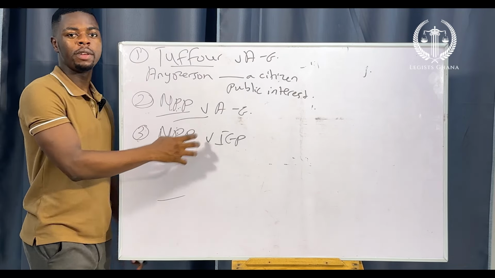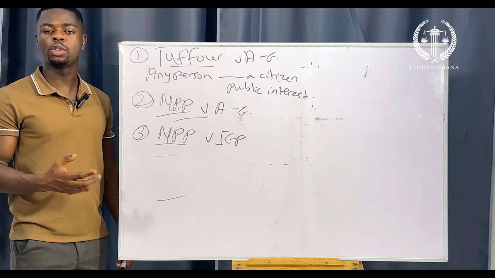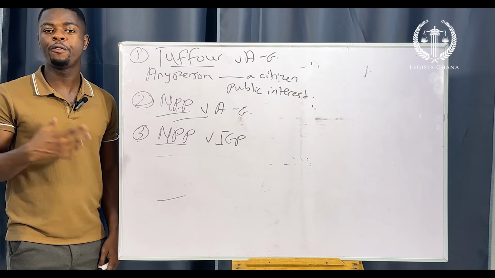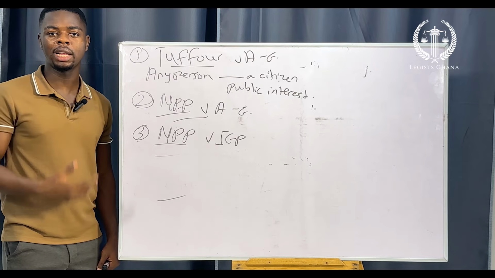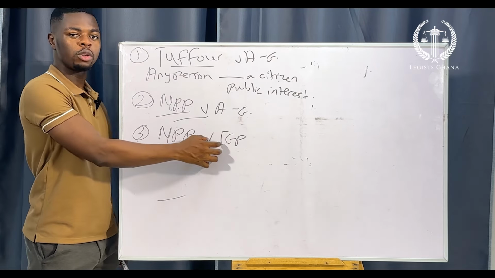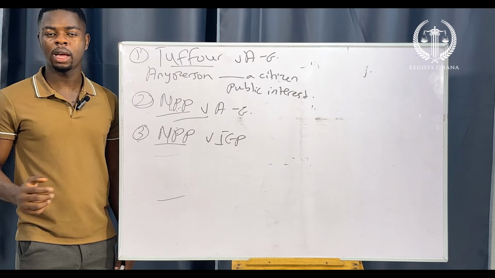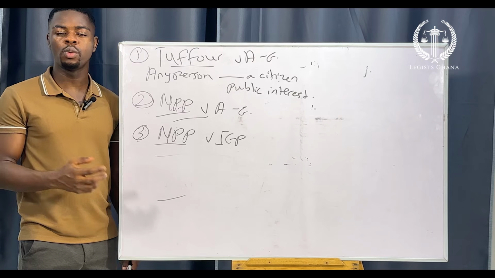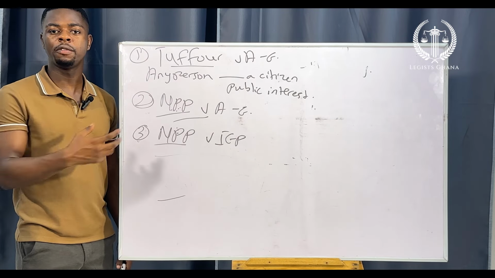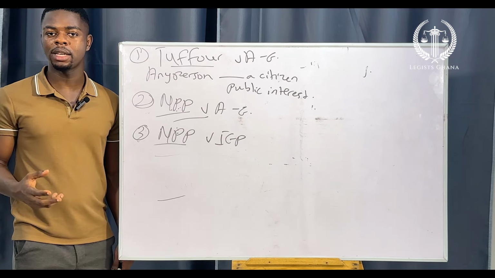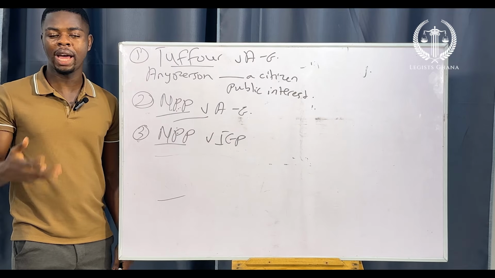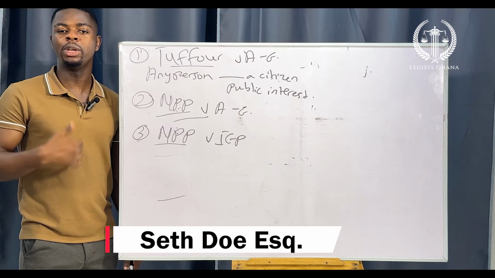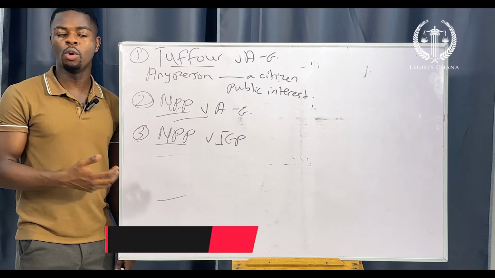So in the case of NPP versus IGP, under Article 21 of the 1992 Constitution, our freedom to go on protest or our freedom of assembly is actually guaranteed under the Constitution. Now, in a previous law known as the Public Order Act, a particular provision provided that any person or group of persons who was going on a protest must inform the IGP and get the license or the authority from the IGP before the person can go on the protest. This means that the IGP can reject the person's application to go on a protest.